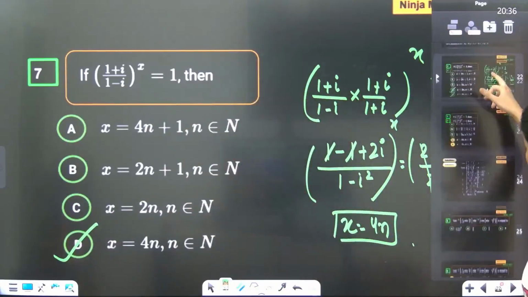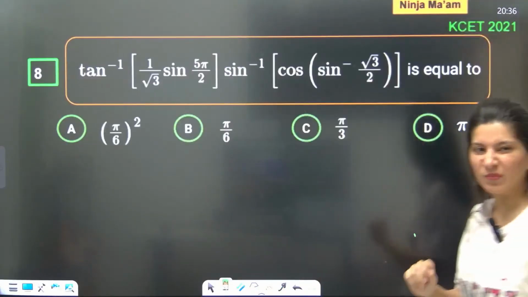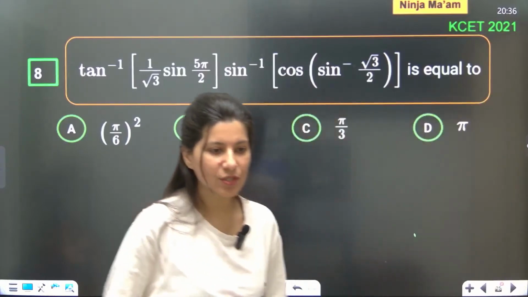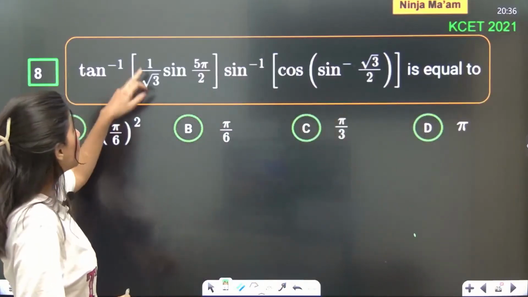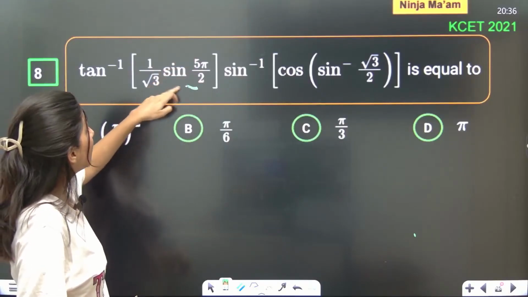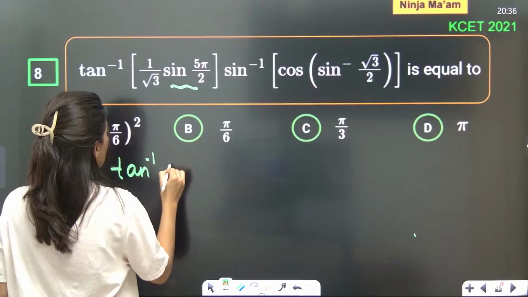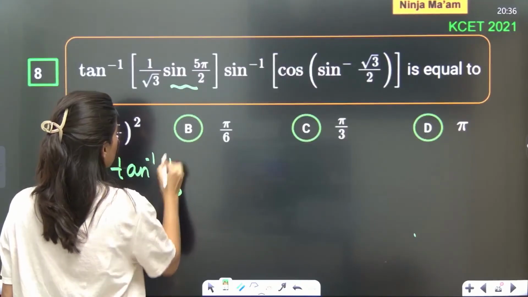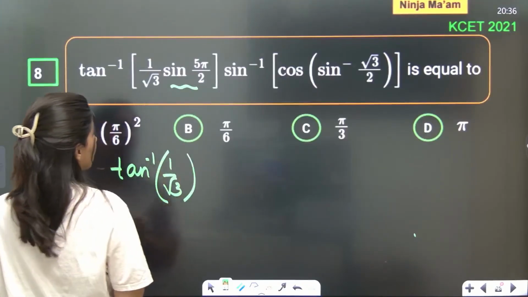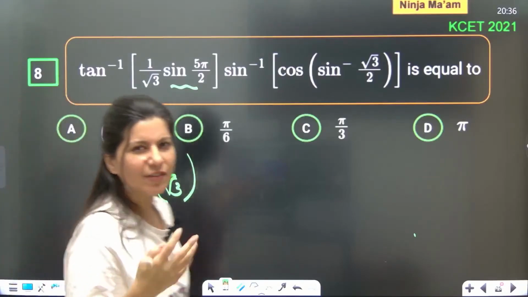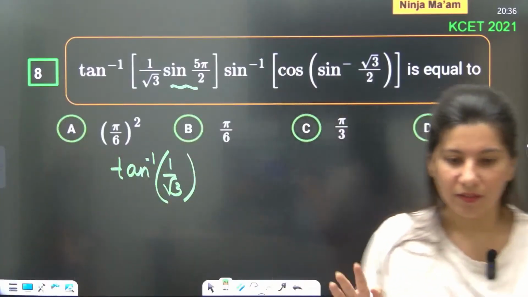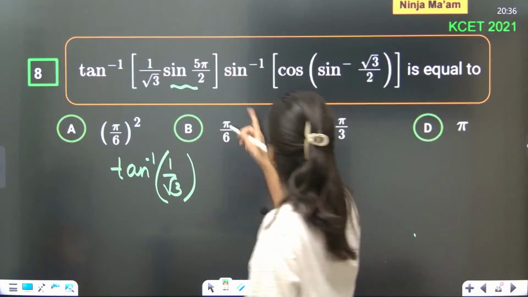Next question on your screen. Yes, this question. See, again, a very easy question, I would say. Tan inverse 1 by root 3, sine 5 by 2. So this is tan inverse 1 by root 3, sine 5 by 2. Sine 5 pi by 2 is 1.